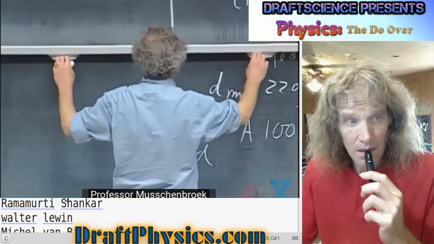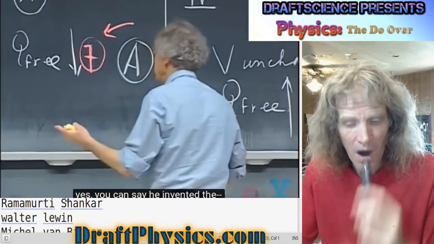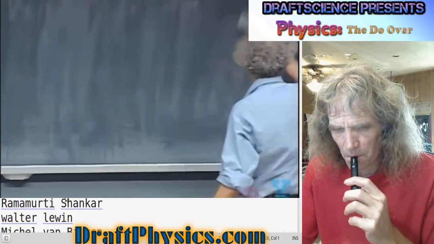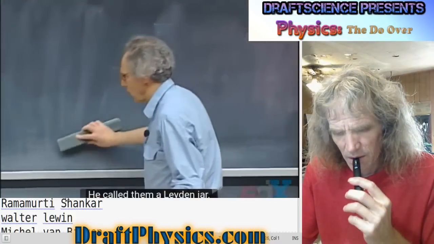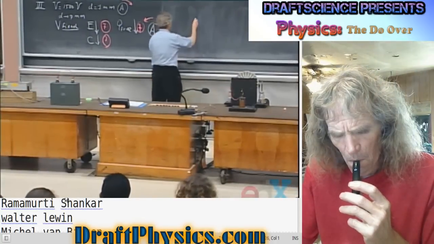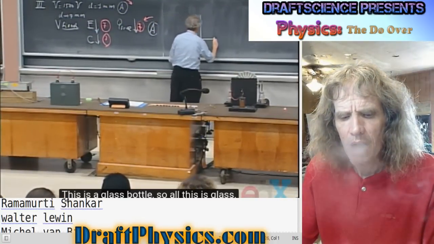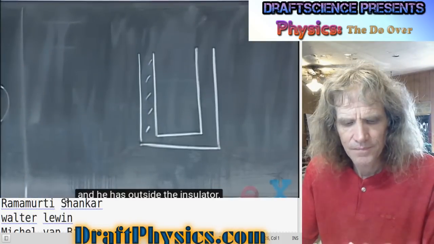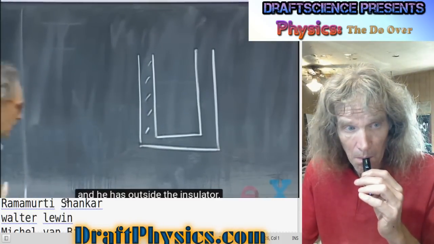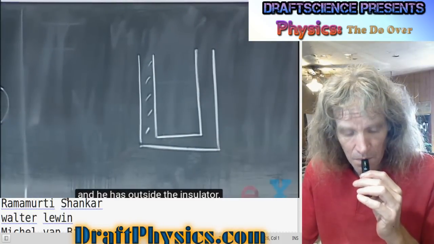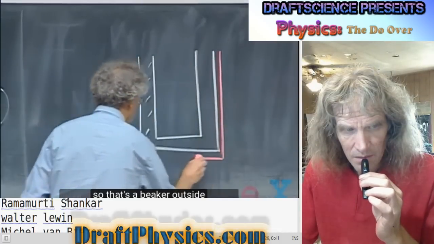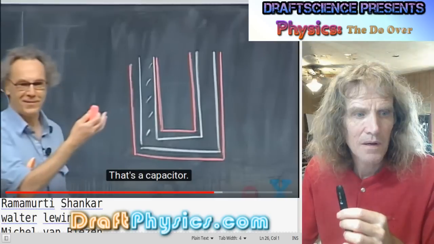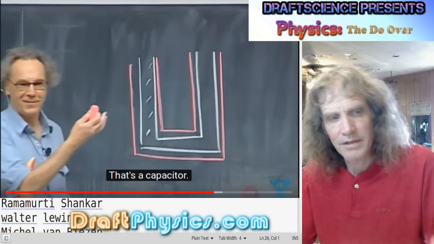Professor Musschenbroek in the Netherlands invented, you can say, the capacitor. It was an accidental discovery. He called it a Leyden jar because he worked in Leiden. And a Leyden jar is the following. This is a glass bottle. So all this is glass. That's an insulator. And outside the insulator, he has a conducting plate. So that's a beaker outside. And there's a beaker inside, conducting. That's a capacitor.